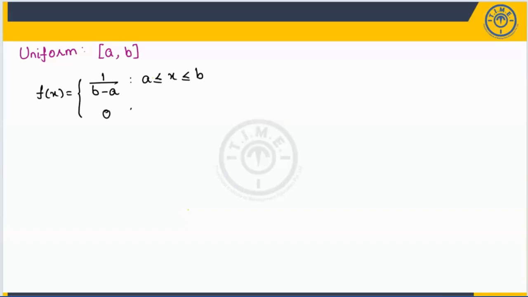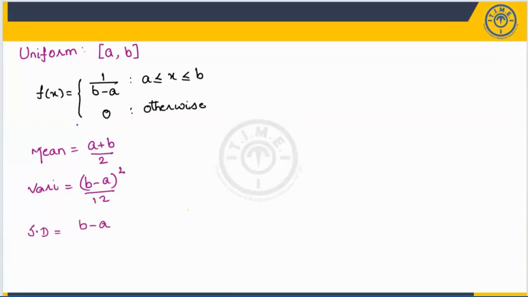Again, when it comes to the uniform distribution, as I said, it is defined in a finite interval, and its density function is given by 1 by b minus a, where x is lying between a and b. If x is lying between a and b, its density is 1 by b minus a, and it is 0 otherwise. For a uniform distribution, the mean is given by a plus b by 2, the variance is given by (b minus a) whole square by 12, and the standard deviation is (b minus a) by root 12.